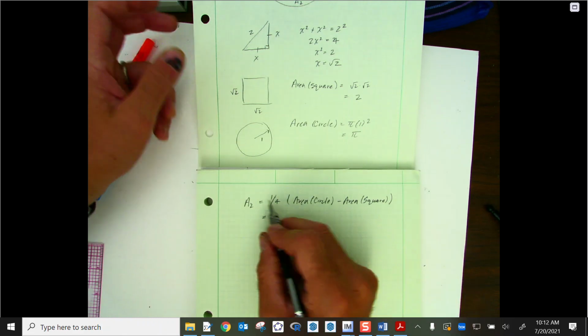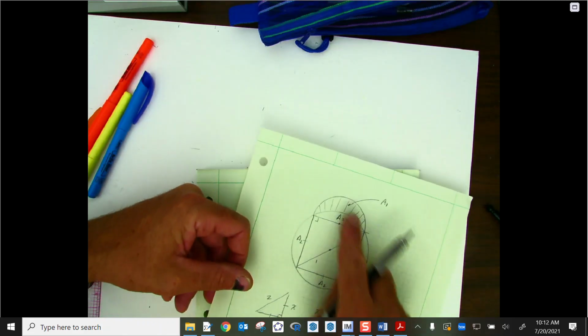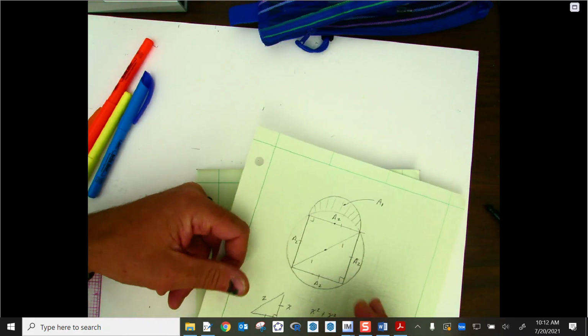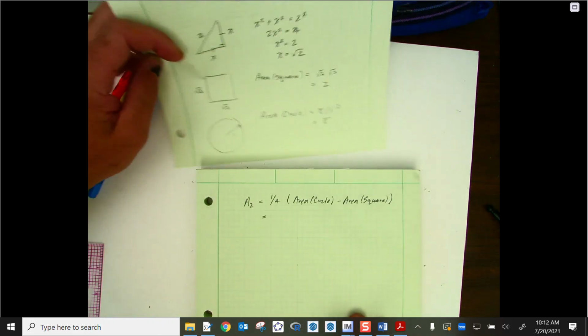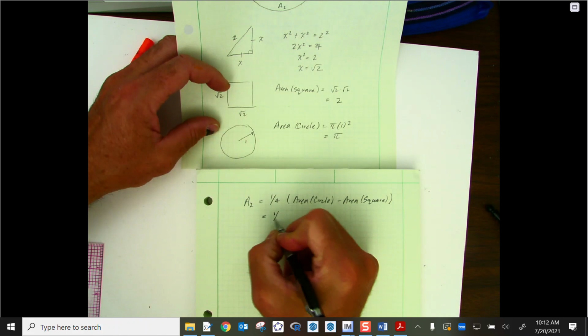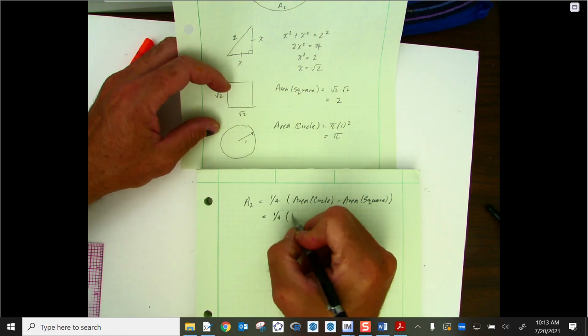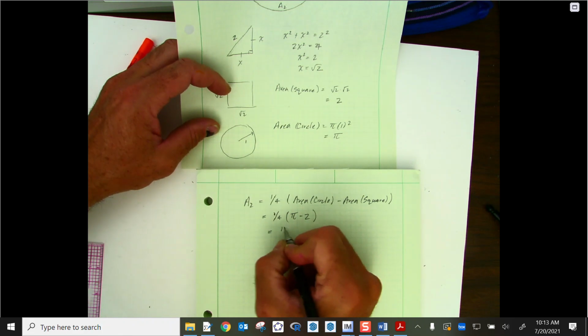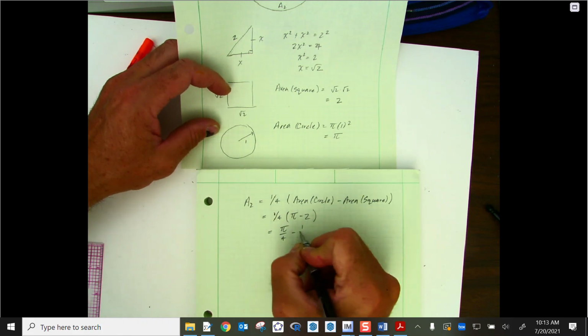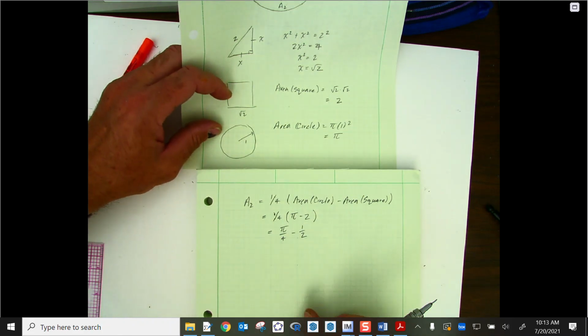The reason I say 1/4, of course, is because each one of these combined together makes the total subtraction of the area of the circle minus the area of the square. So let's try that. 1/4, the area of the circle is pi, the area of the square is 2. So it's pi over 4 minus 1/2. And that's what a sub 2 is.